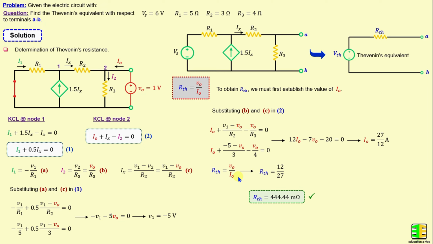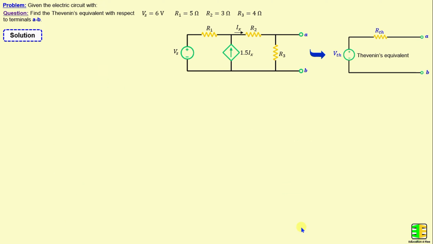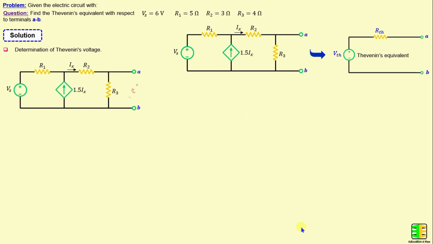After finishing the determination of the Thevenin's resistance, we proceed to calculate the Thevenin's voltage. The Thevenin's voltage is basically the open circuit voltage between terminals A and B. To find the open circuit voltage VOC, I will apply the nodal analysis method, and I will consider I1 is the current through the resistor R1, I2 is the current through the resistor R3.